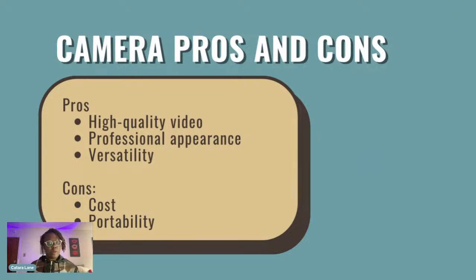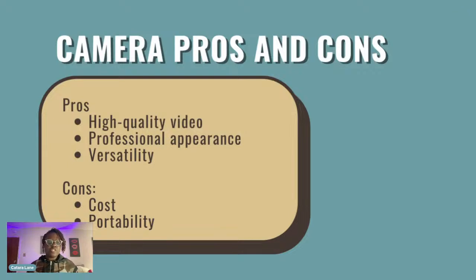So camera pros and cons: of course, you get that really crisp, high quality video, you have that professional appearance, and there are the camera settings, where you can change things. You get to adjust the lighting, and you get to adjust the frame rate, how high it is. There's nothing that can compare with the quality of a camera.